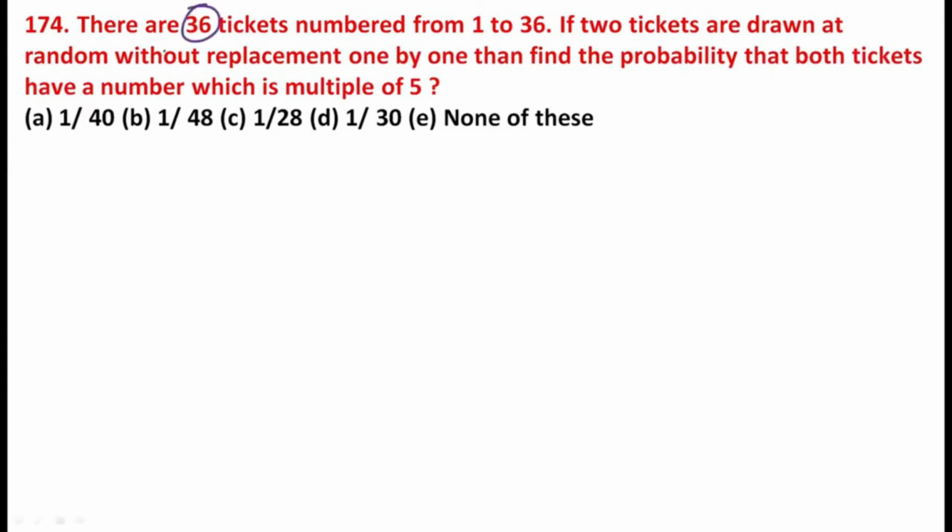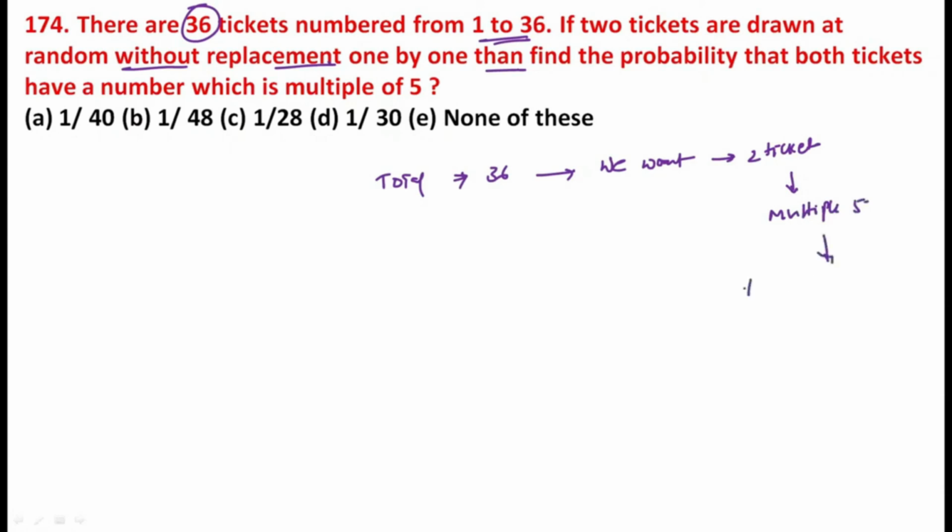Next, there is a probability question. There are 36 tickets, numbered from 1 to 36. Out of 36, we want to take two tickets randomly, without replacement, one by one. Then find the probability that both tickets are numbers which are multiples of 5. The total number here is exactly equal to 36, and out of 36 we want two tickets that are multiples of 5.